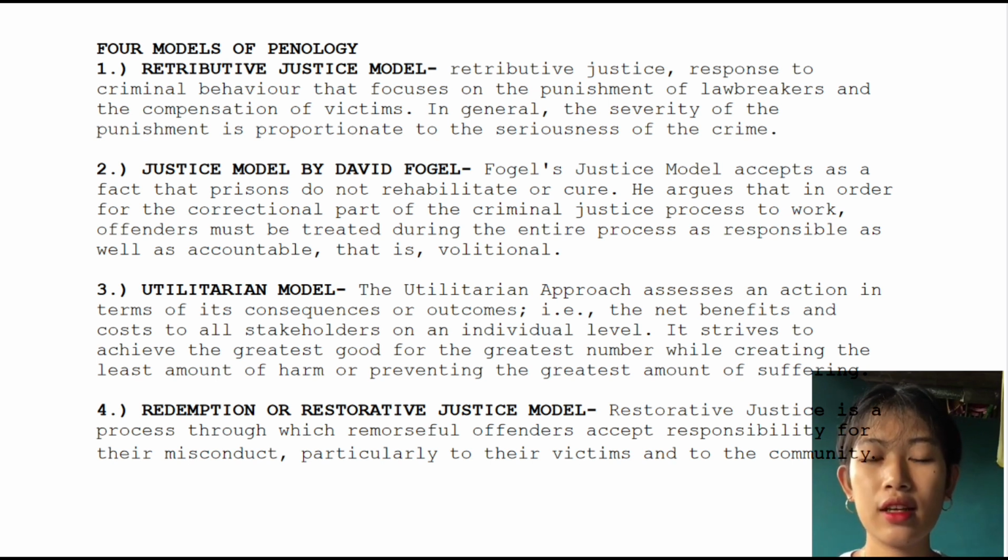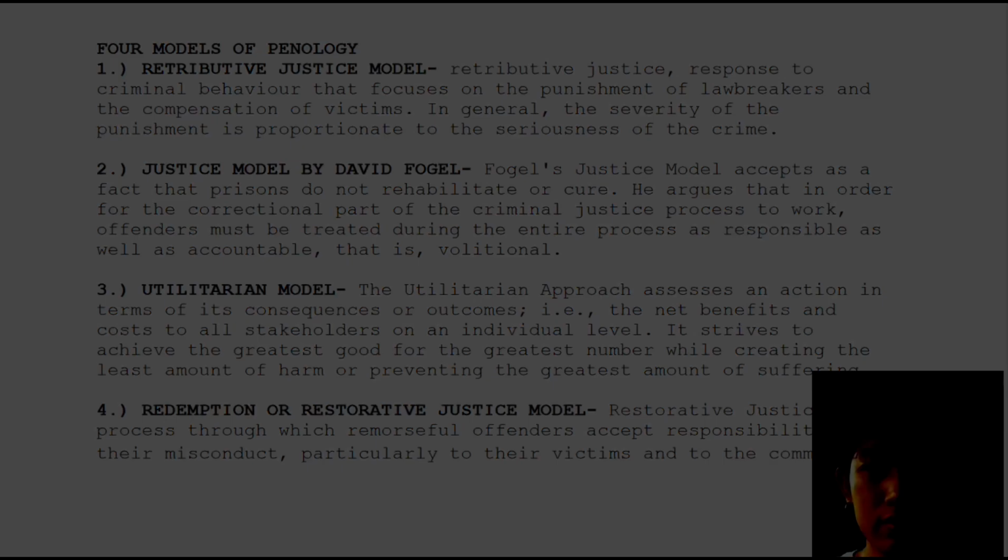Four models of penology. Number 1 is the retributive justice system. Many of the early professional specialists were expert at execution, torture, and mutilation. In fact, the Code of Hammurabi, 1700 BC, is often cited as the world's first legal code.